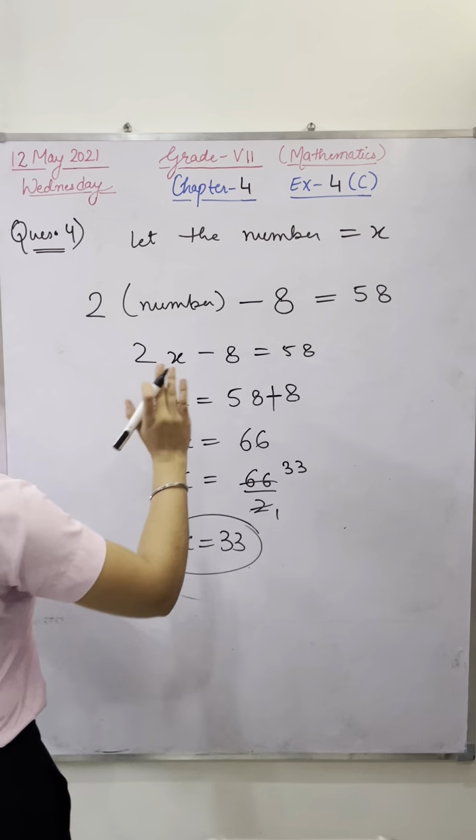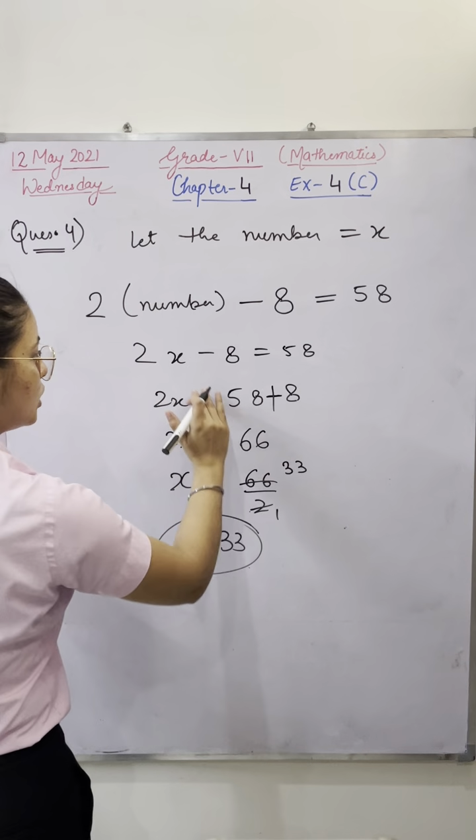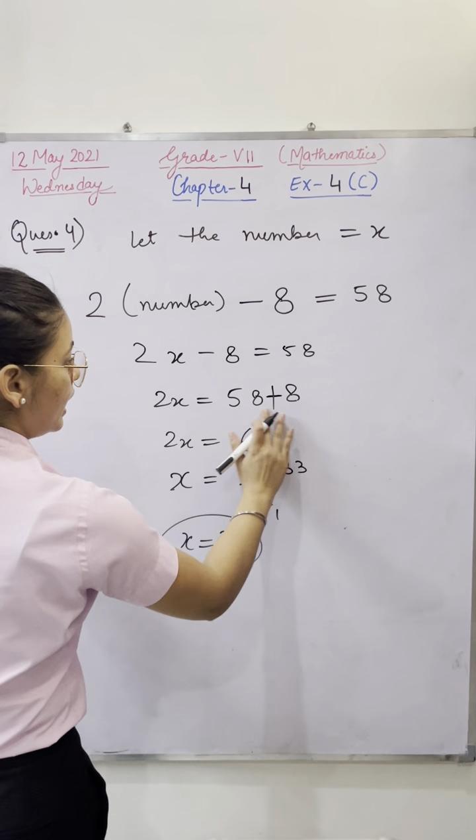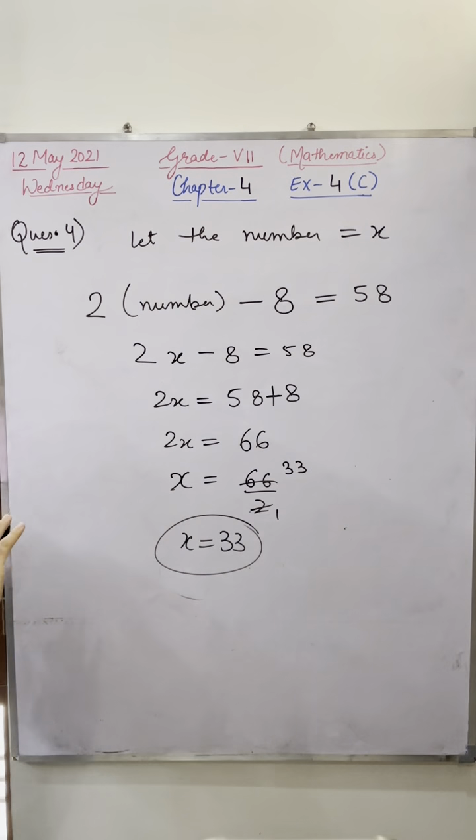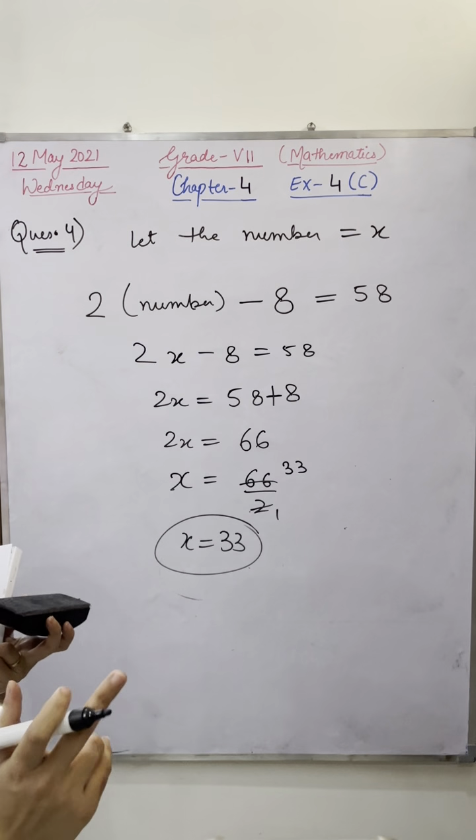Please always check your sign. When minus is there, it will go to that side and become plus. If it is plus, then when it goes to that side, it will become minus. The sign will always be opposite. Understood by everyone?